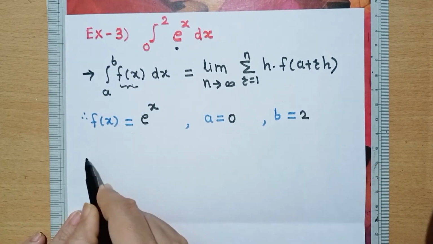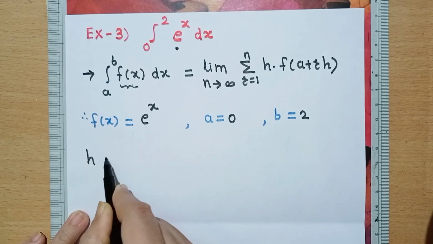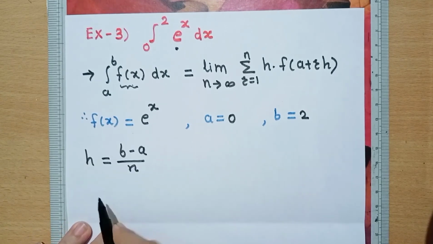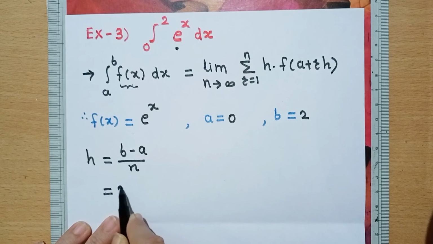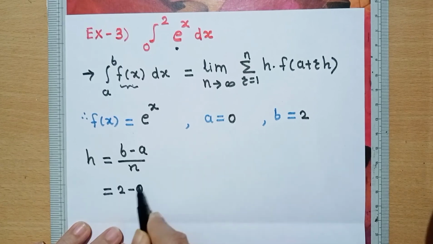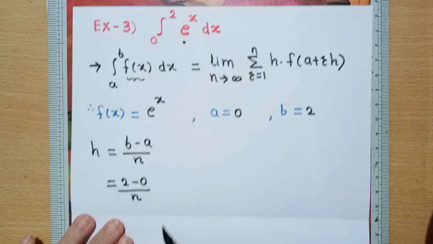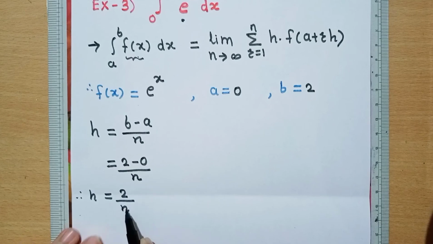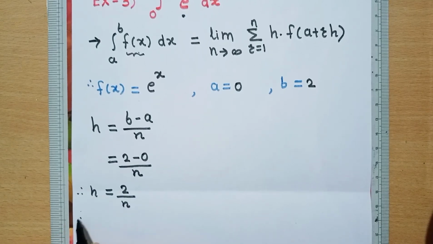After that we are always finding the value of h. Now we will substitute these values here. So b is 2, a is 0, upon n, so 2 upon n, or we can move this n to that side, and therefore nh equal to 2. We can take this also.